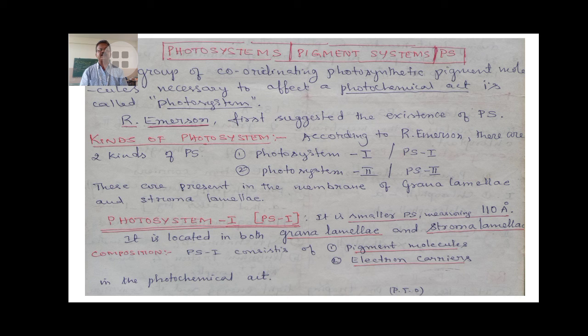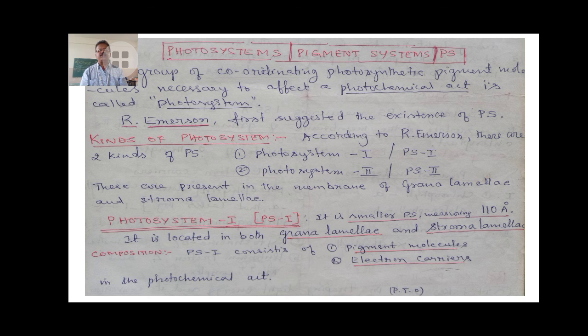Next one is electron carriers. Actually, 5 different types of electron carriers are present in photosystem 1. Number 1 is ferredoxin reducing substance, shortly called FRS, and second one is ferredoxin, FD, and third one is cytochrome B6, fourth one cytochrome F, and fifth one is plastocyanin, PC. Okay, so these are all the different electron carriers present in photosystem 1.